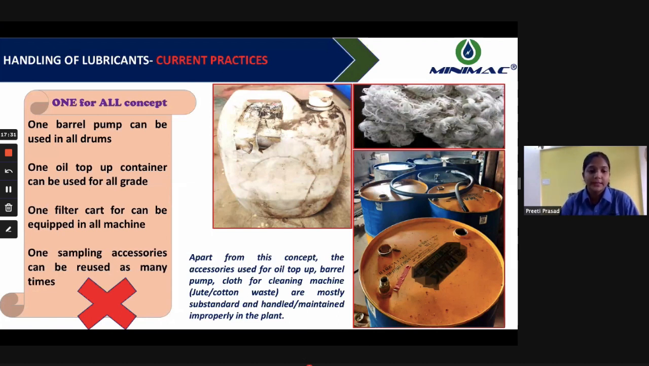Sampling accessories being reused many times is also not acceptable, because once sampling is done, the tube which was used before is already used and carries a residue, and the next sample will be contaminated. Apart from this, the accessories used are improperly managed or substandard. So these are the current practices for handling of lubricant.